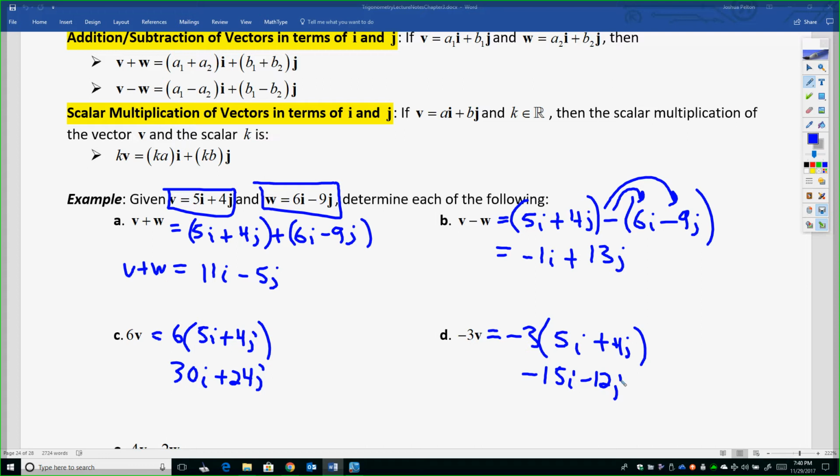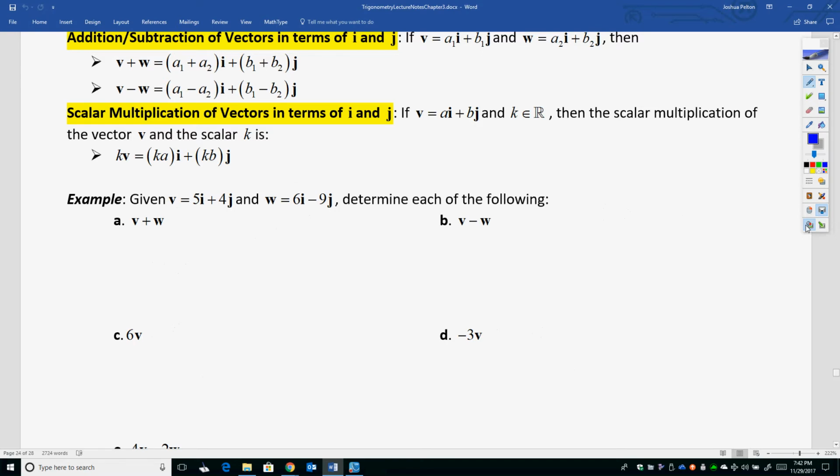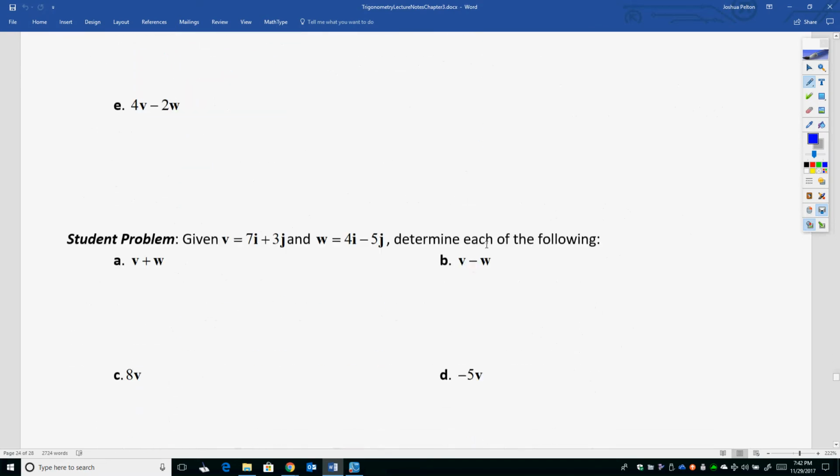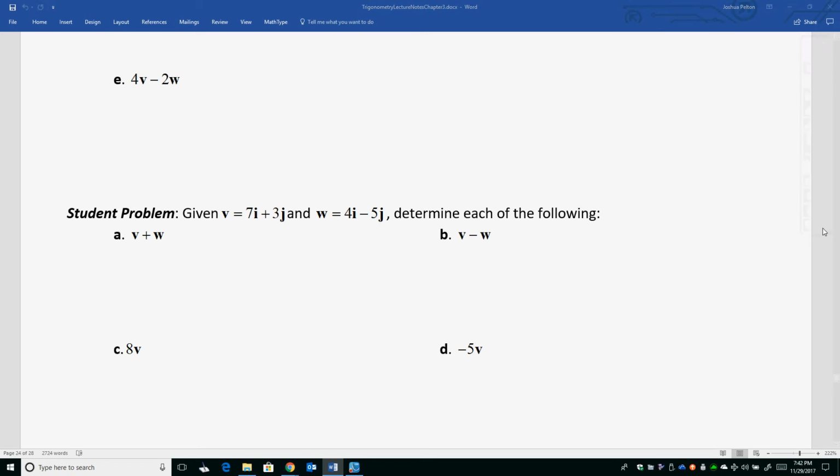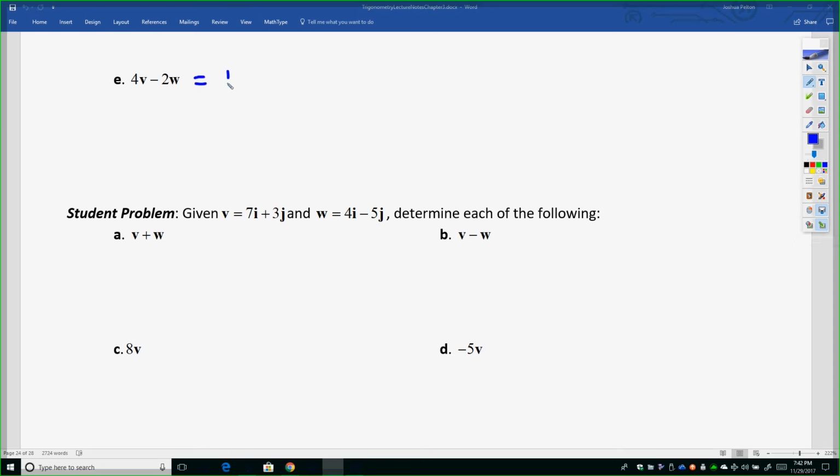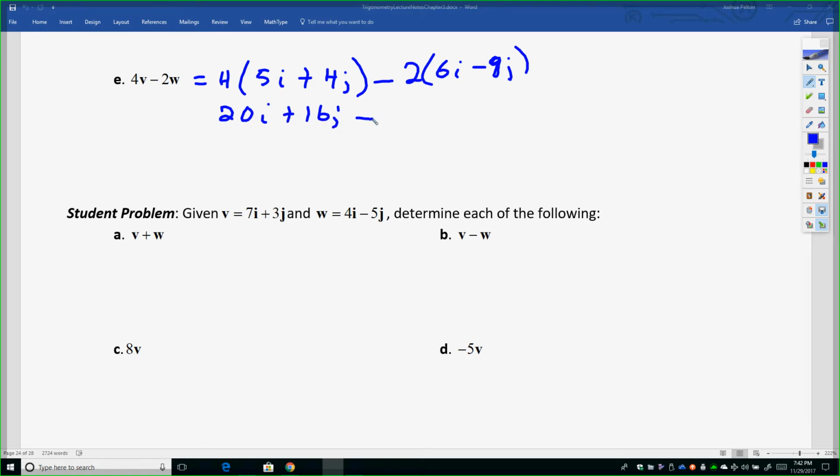Okay, we'll try the last one, which is a scalar and a subtraction. So we try this one. It's 4 times the vector minus 2 times the vector. So that's 20i plus 16j minus 12i plus 18j. Oof, this is messing up pretty bad.